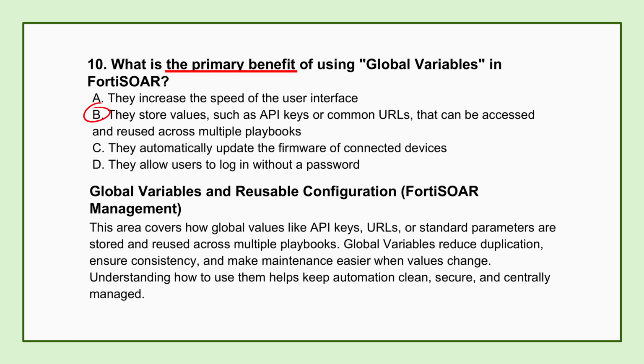Dramatically simplifying them. If a critical API key changes, you update that global variable in one single place. And that change is instantly available to every single playbook that uses it. No more hunting through dozens of workflows to make one change. That sounds incredibly useful, but it also sounds a little risky. Putting all your secret keys in one place. That sounds like a single point of failure.